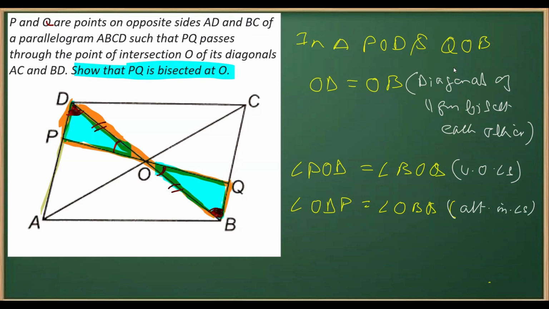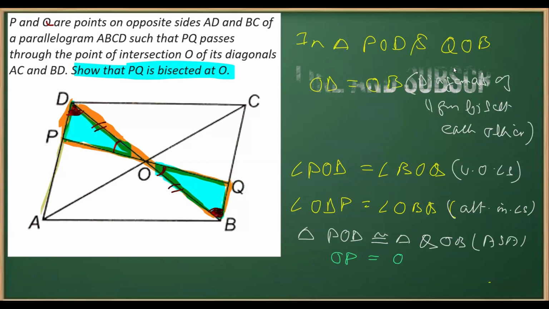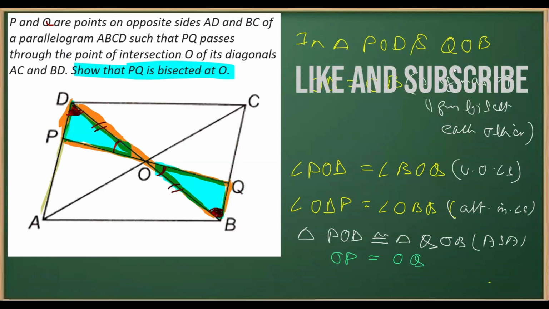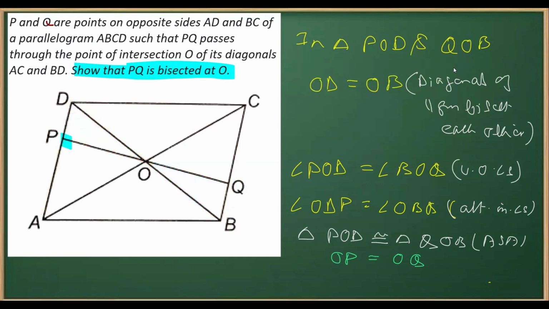Now, we can say these two triangles are congruent, that is, triangle POD is congruent to triangle QOB, and the reason is angle side angle. Once you prove the two triangles congruent, from CPCT, I can say that OP is equal to OQ. And this is what we needed to prove. We were asked to prove that OP is equal to OQ, right? That's what they mean to say that PQ is bisected at O.